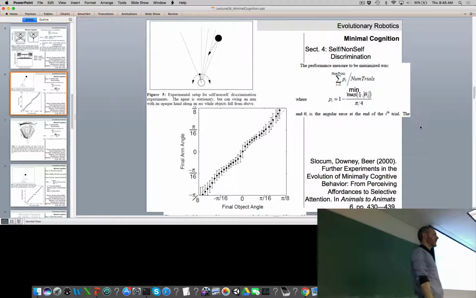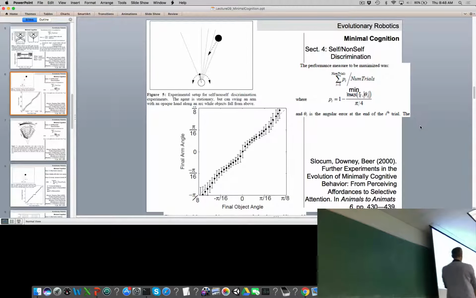Make sense? Okay, so again, we're not seeing the actual evolution. They ran evolution and they evolved a robot that could successfully catch the object. And by doing so, it had to also solve the non-self discrimination task. Its hand is moving across its field of view, breaking the beams. While that's happening, the object is also falling and breaking the beams. And the robot has to be able to somehow distinguish between those two things and get the arm to the right place.